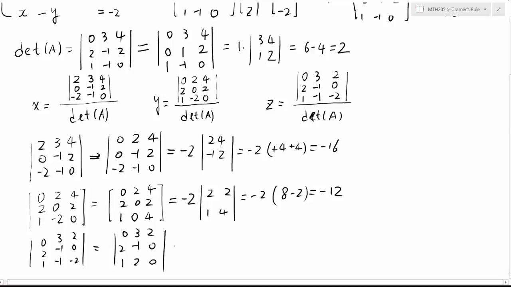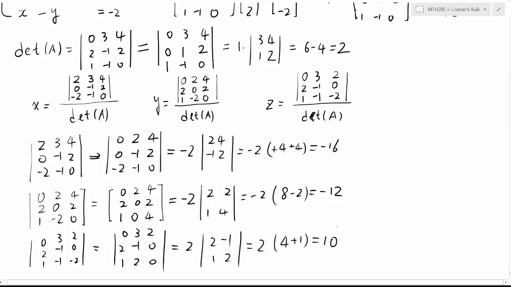Now we expand along the last column. So what we have is 2 times the determinant 2, negative 1, 1, 2. And that will give us 2 times, 4 plus 1, which is 5. And then we have 10.